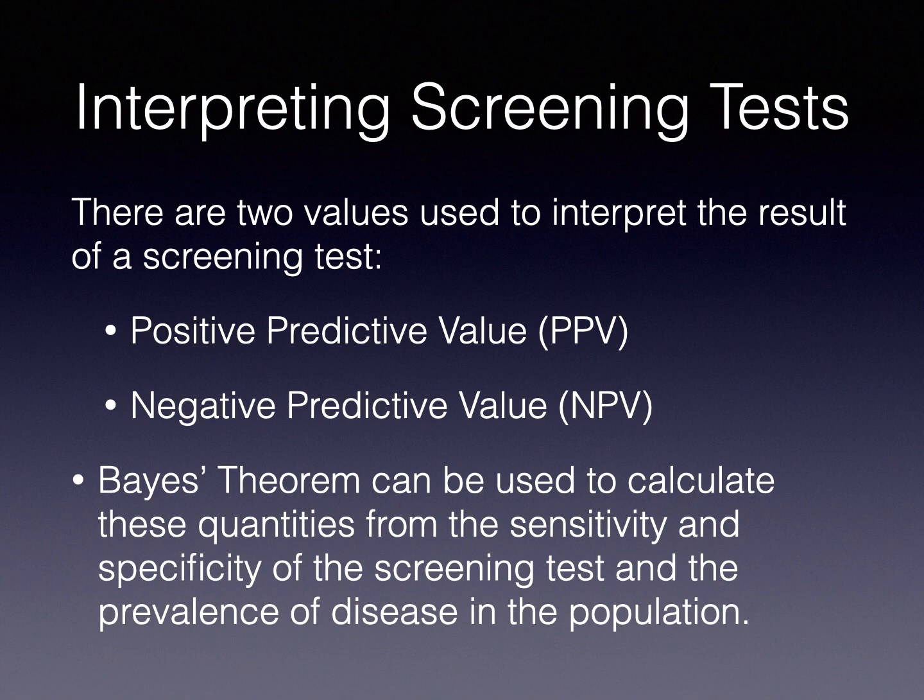Bayes' Theorem can be used to calculate both the PPV, the positive predictive value, and the NPV, the negative predictive value, from the sensitivity and specificity of the screening test, along with the prevalence of disease in the population. And so the PPV and the NPV are calculated using Bayes' theorem by combining information from the population, that is the prevalence, with the results from a screening test where the sensitivity and specificity of the screening test are known.